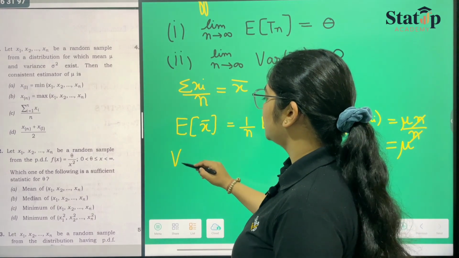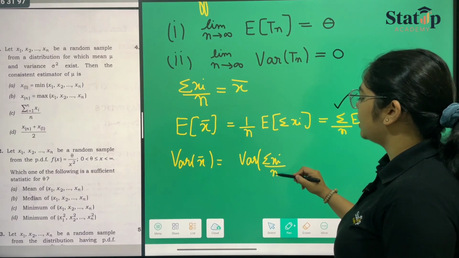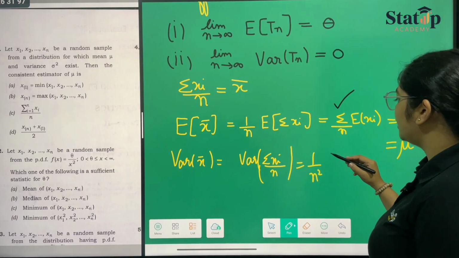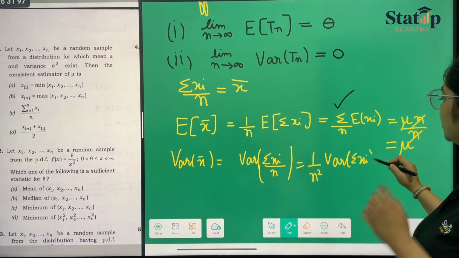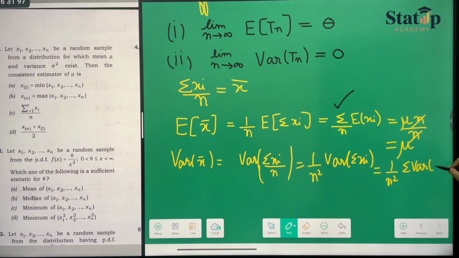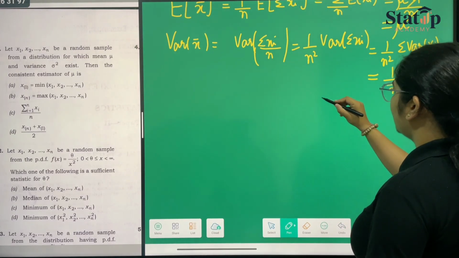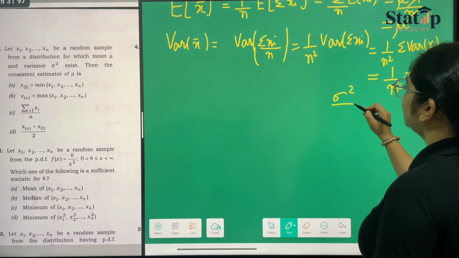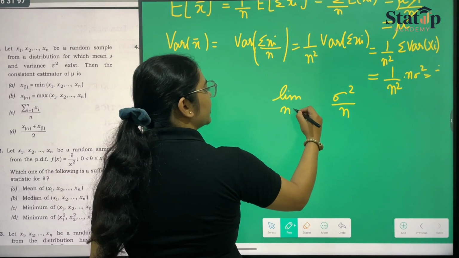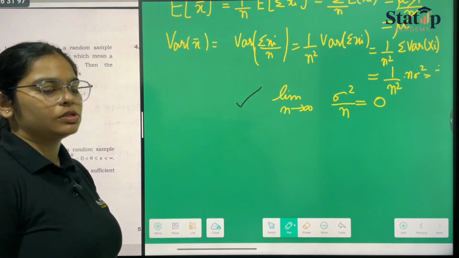Now moving towards variance. Variance of x bar is equal to variance of summation xi upon n. Now we can take 1 upon n square outside. We are left with variance of summation xi, which is nothing but 1 upon n square summation variance of xi. Variance of xi is sigma square, so it will be 1 upon n square, n into sigma square, which is sigma square by n. And when we put limit n reaches infinity here, then this will be equal to 0. Sigma square upon infinity will be equal to 0. So hence our statement 2 is also verified.